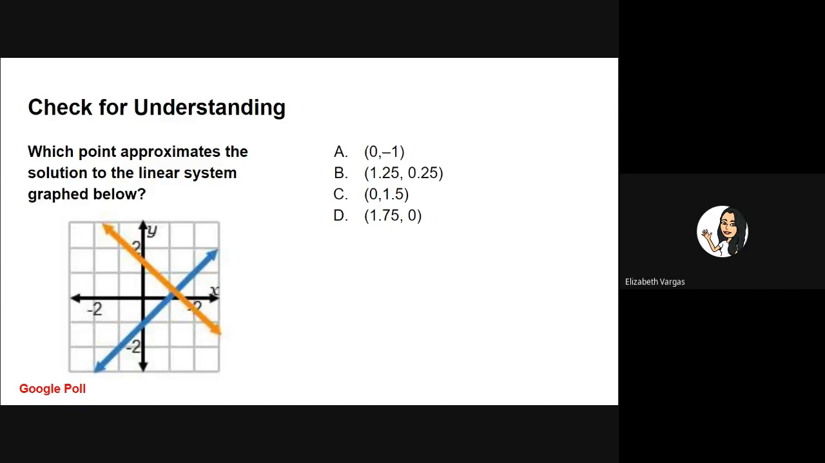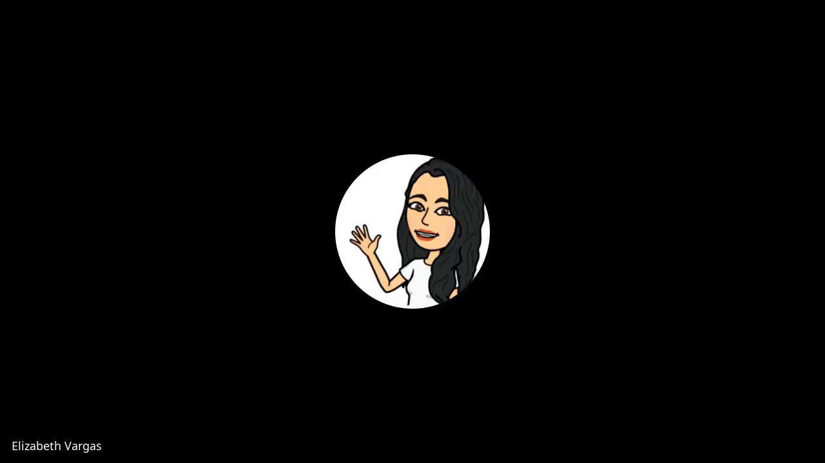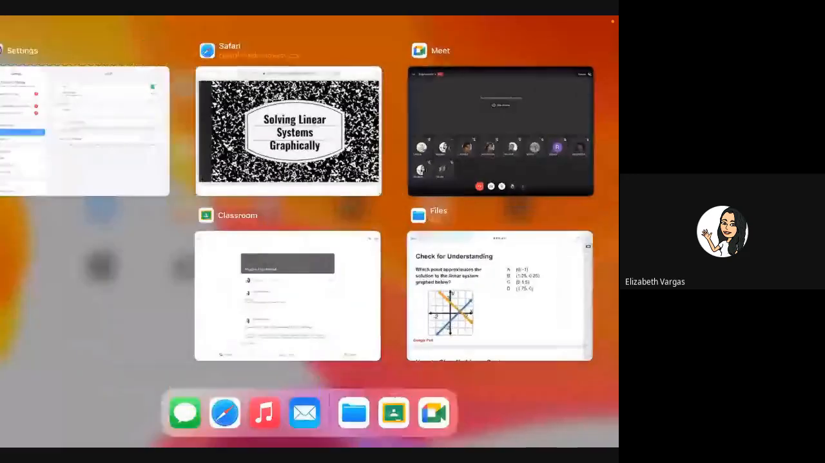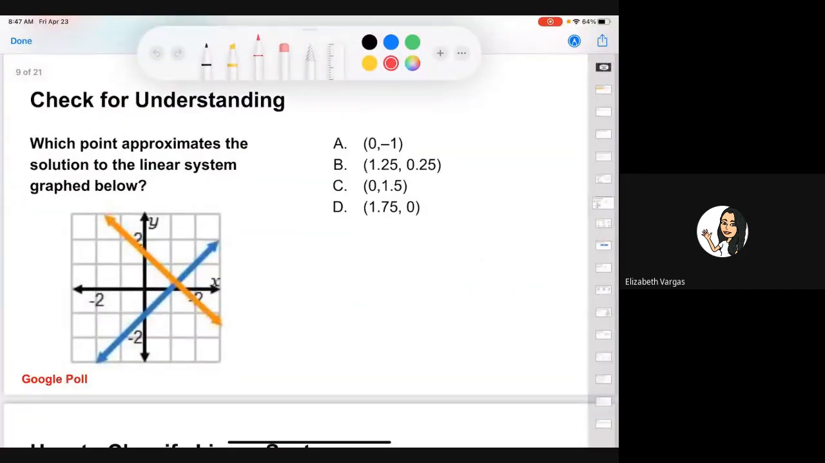Okay, so let me go ahead and share my other screen so that we can see. All of us look like we got that correct, so that one's pretty easy, but let's just go over it. It says which point approximates the solution to the linear system graphed below. Let us remember that the solution, whenever we graph two equations, is going to be the point of intersection. Here is our point of intersection. It's not 100% easy to tell where that point of intersection is. So the best thing to do, in my opinion, would be to identify where all these points are.